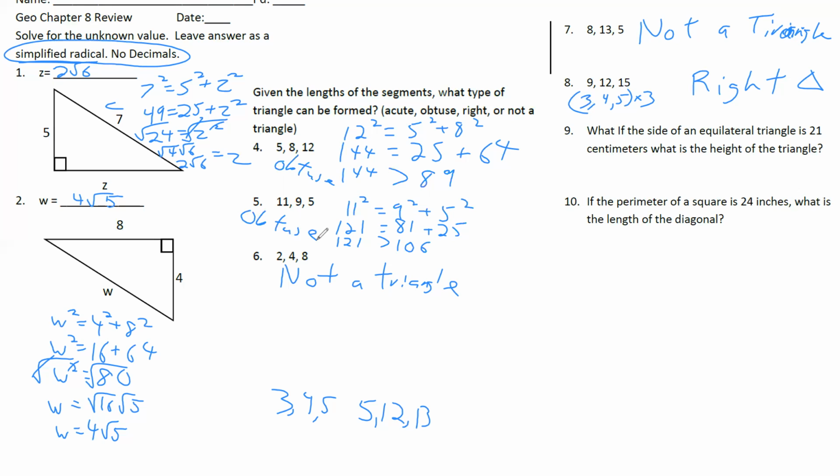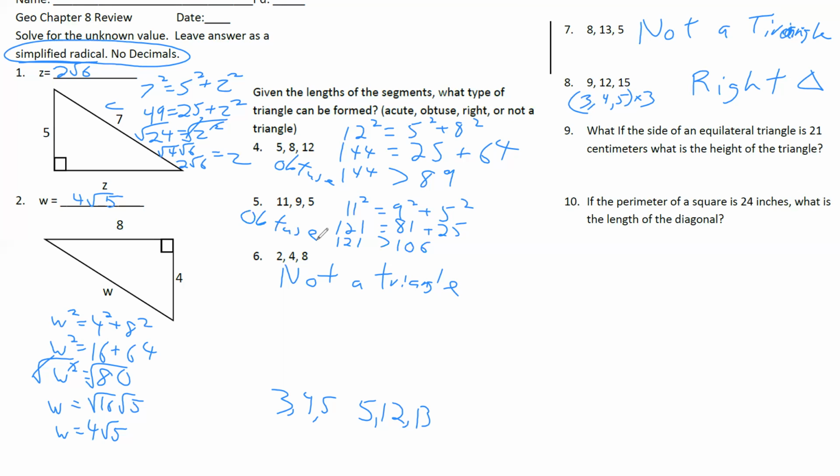All right. Number 9 says, now this is starting the idea of our 30, 60, 90, and our 45, 45, 90 triangles. So for number 9, what if the side of an equilateral triangle is 21 centimeters? What is the height of the triangle? Now, most of the stuff that I've done so far, I definitely put on the calculator part. Once we get to these, I told you there's going to be part of the test that's non-calculator this time. If it's doing a 30, 60, 90 or 45, 45, 90, that's going to be on the non-calculator part.